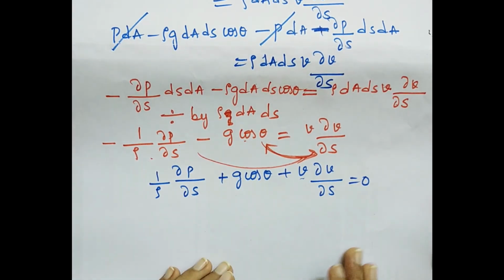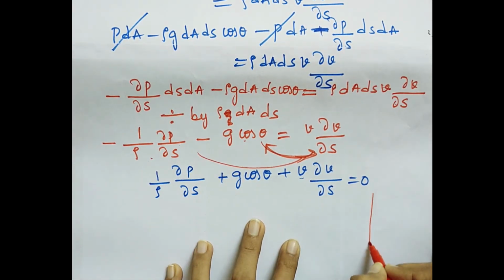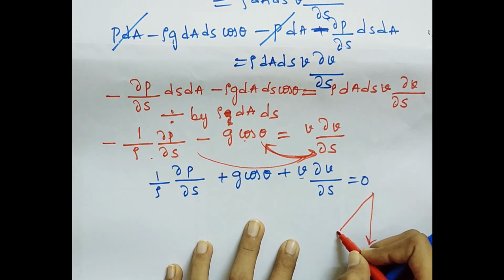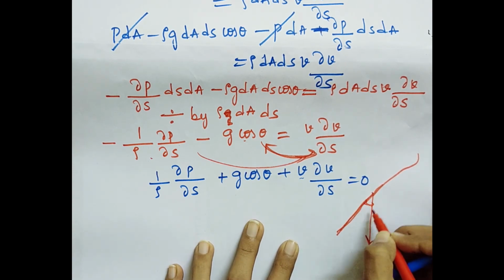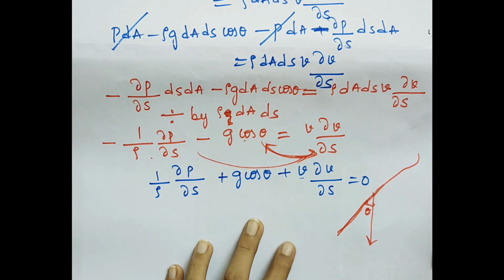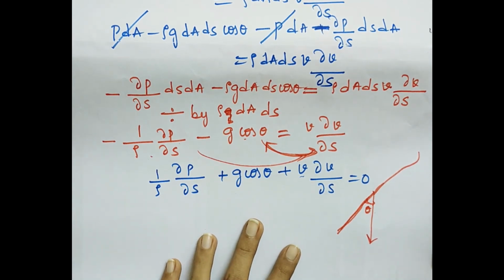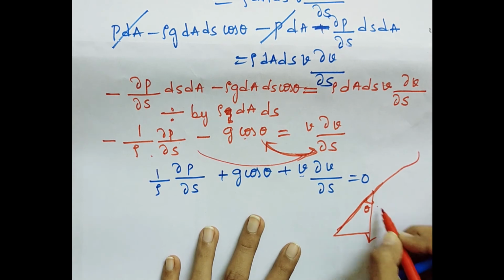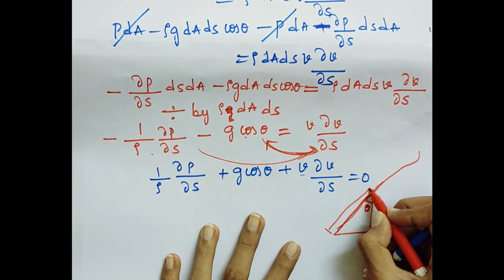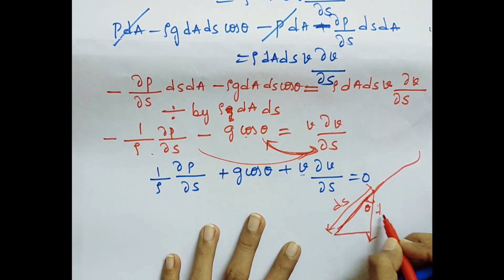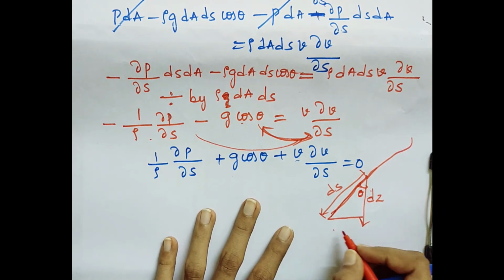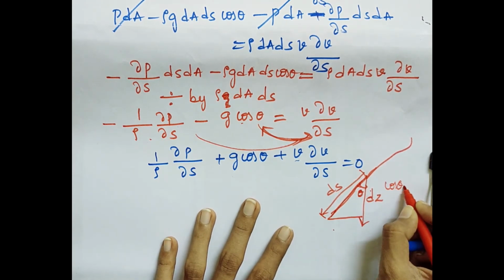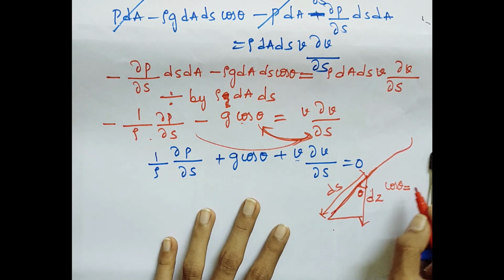Here, see from the figure, the self weight is acting at an angle. This is the s direction, this is the direction of flow. This is the angle between the self weight and the direction of the flow. If we consider the length of this cylindrical element as ds, and this side as dz, then cos theta is equal to what? Cos theta is adjacent by hypotenuse, it is dz by ds.